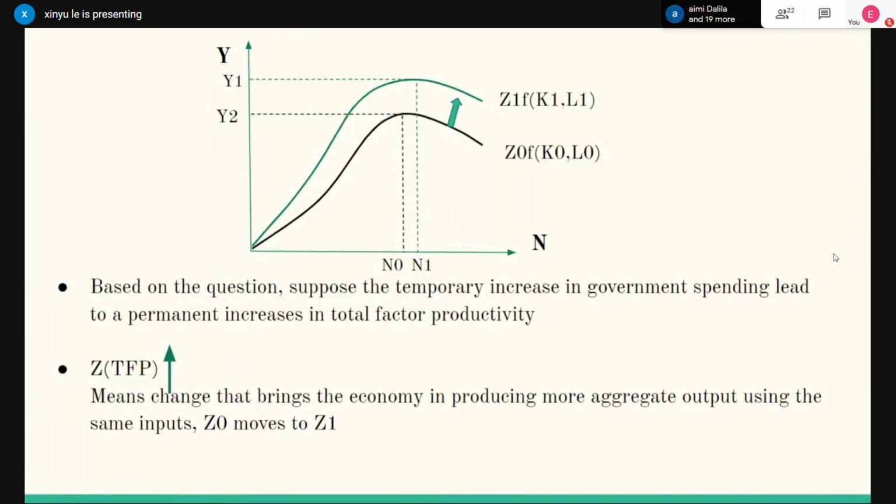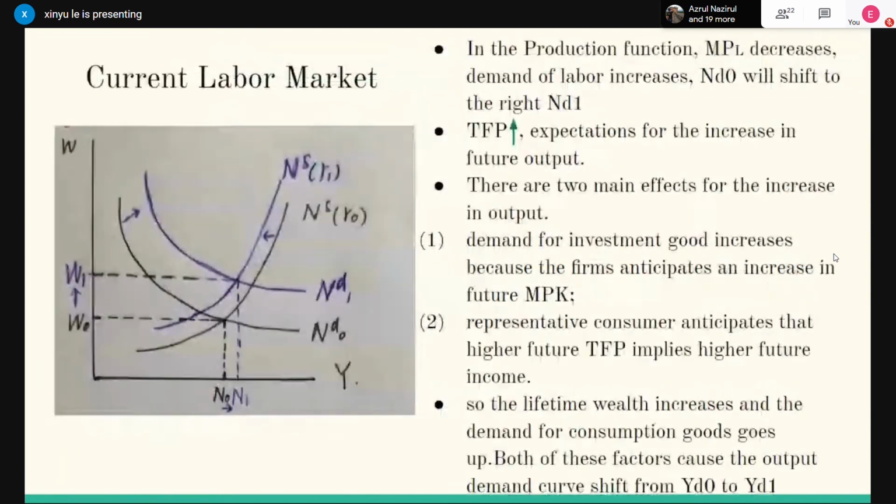Based on the question, suppose a temporary increase in government spending leads to a permanent increase in total factor productivity. An increase in TFP means a change that brings the economy to producing more aggregate output using the same inputs. So Z0 moves to Z1. Next. Due to Z0 moving to Z1 in the production function, MPL increases and the demand for labor increases. That labor demand will shift to the right.